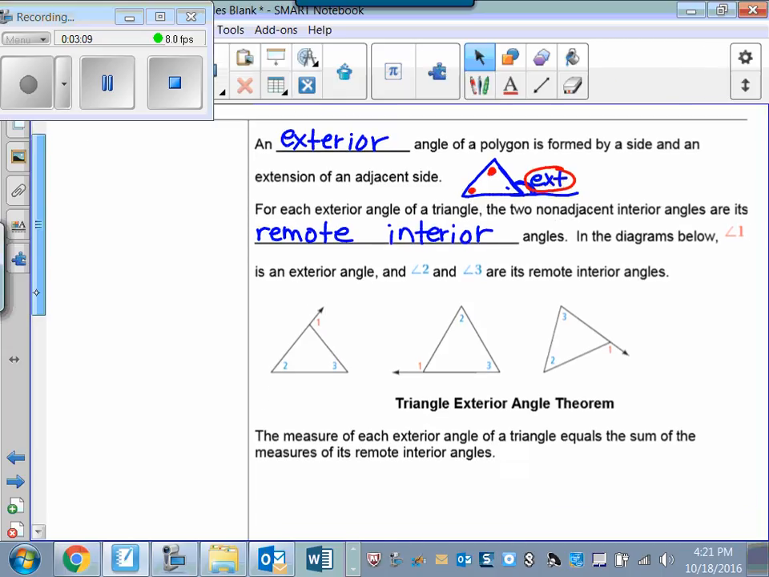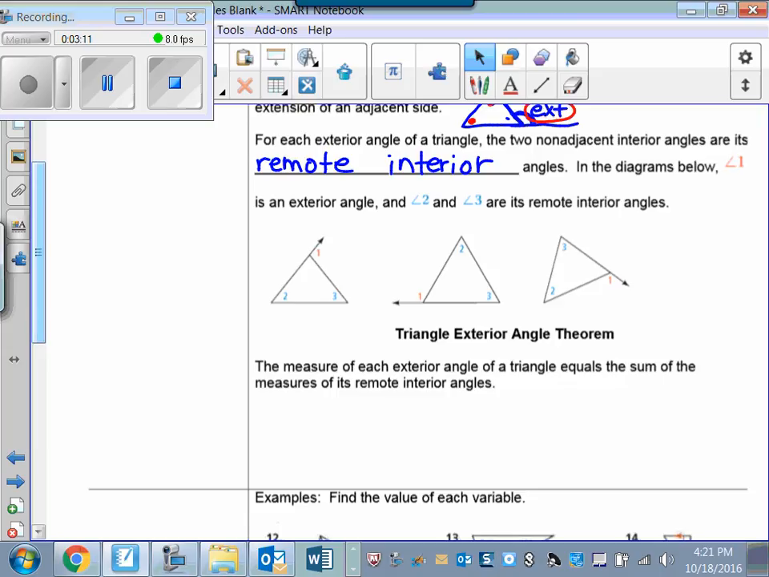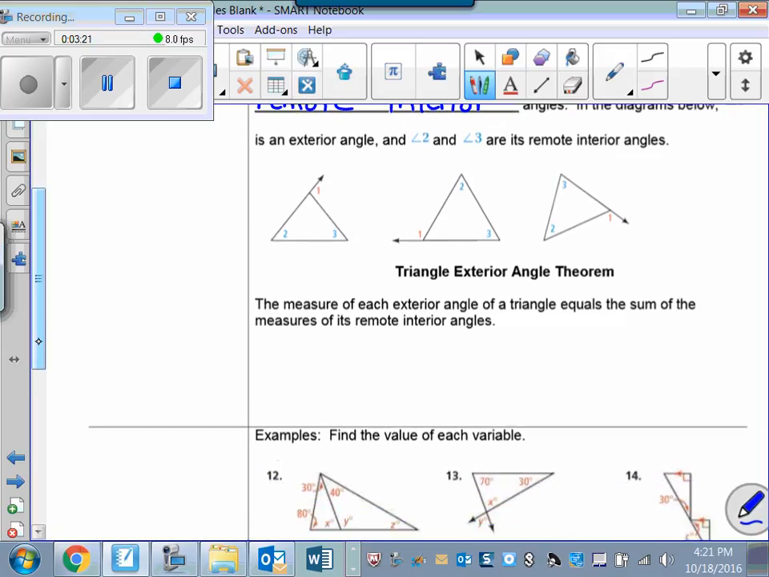And it says down here in the diagrams below, angle 1 is an exterior angle, angles 2 and 3 are the remote interior angles. So just some diagrams there to help you realize. But maybe the best way to think about it is, anytime you have an exterior angle, one of the angles in the triangle will be a linear pair with that exterior angle. So it's the other 2 that are the remote interior angles.